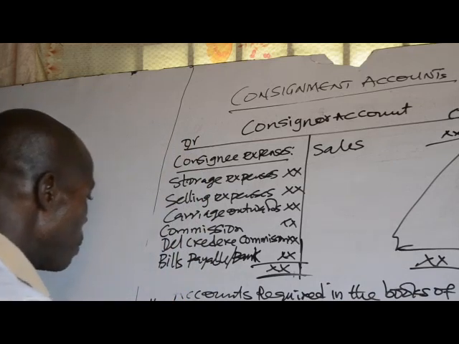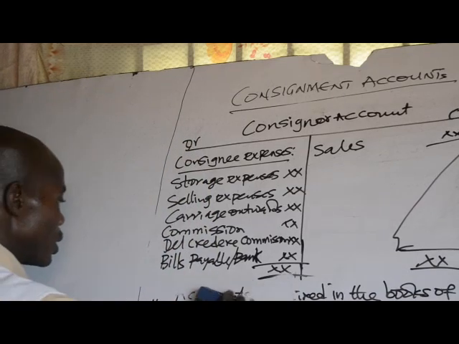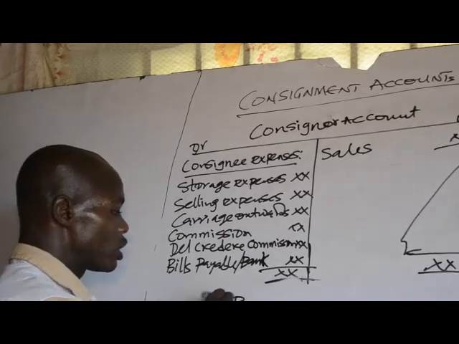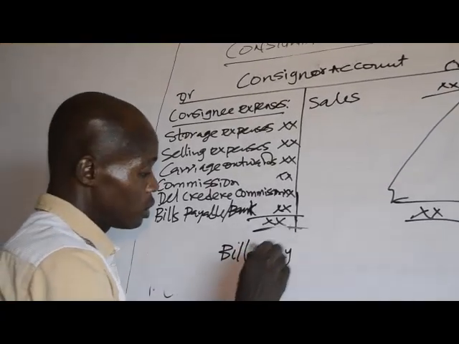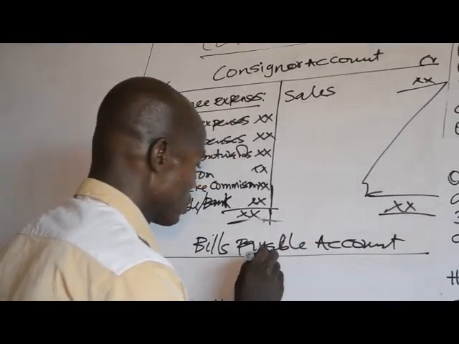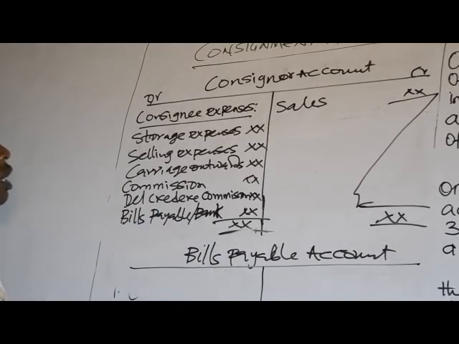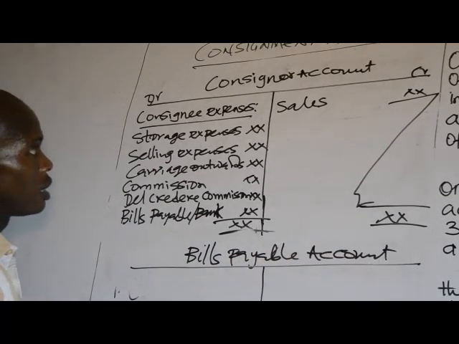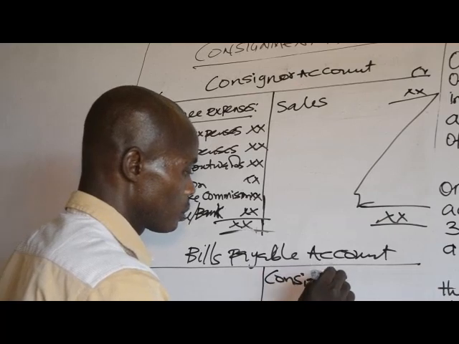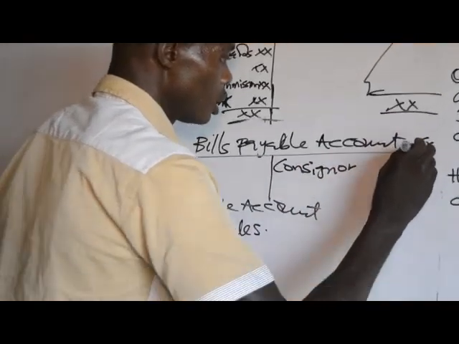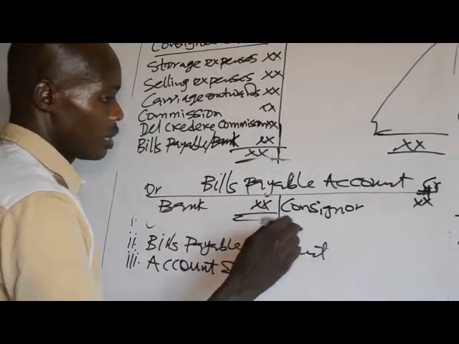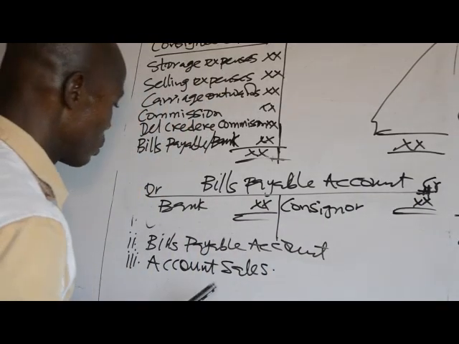Then you may open this bills payable account. This bill payable was debited to the consignor account, so you are going to credit the bills payable account. So you have the consignor. And when it is settled, it may be settled by cash or by cheque, so you have bank. So that is the bills payable account.